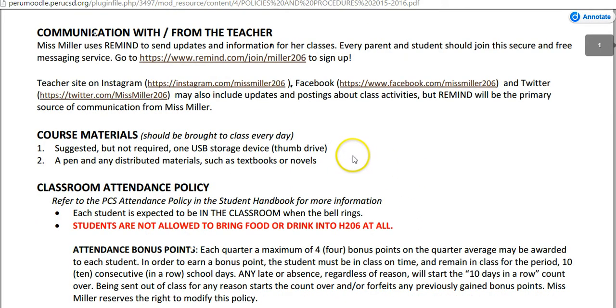Course materials, all you really need is to bring any books that I've given you every day. You don't need to ask if we need the book, bring the book every day. We really don't need anything else. You can have a storage device like a USB, but you really don't even need that.